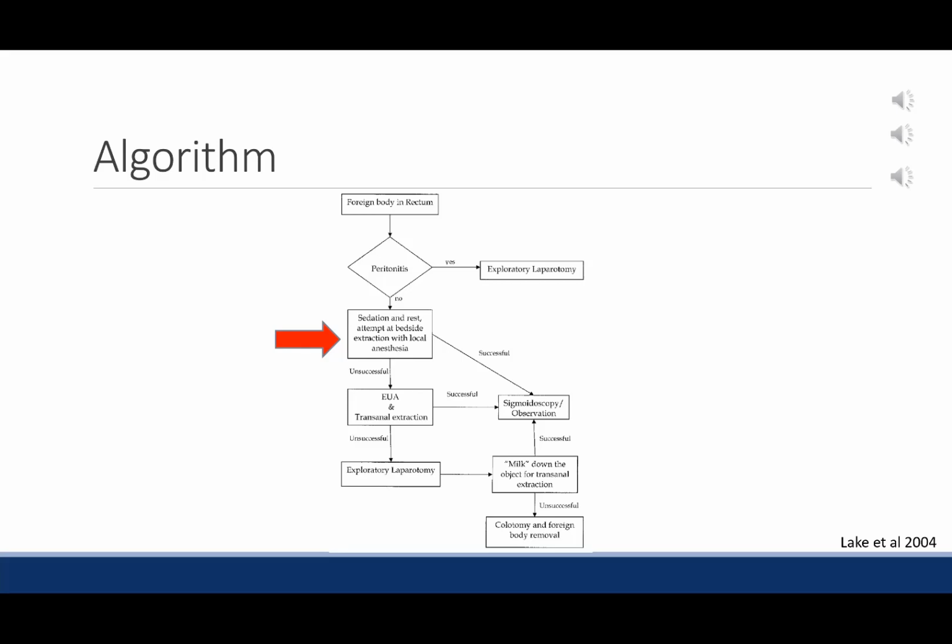Endoscopic extraction can be attempted next with the use of a polypectomy snare or forceps. An endoscopic balloon may potentially be passed proximally and inflated in order to retrieve the object. Fluoroscopy can be used in this situation.